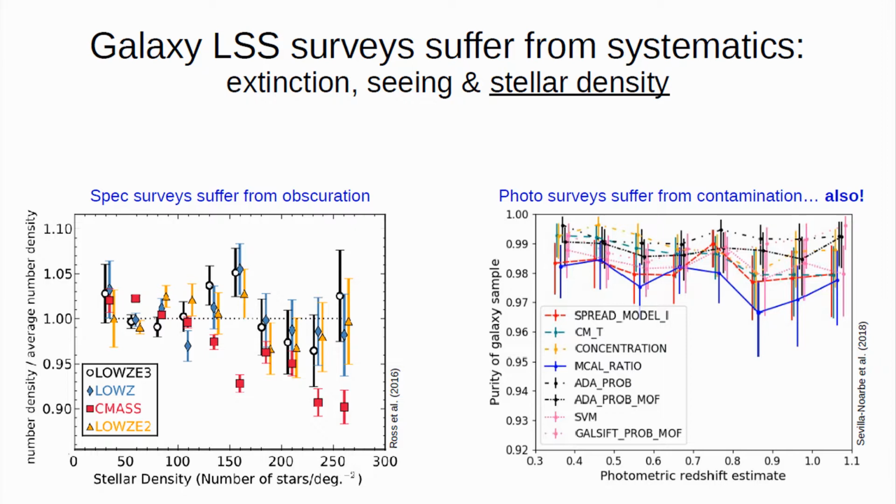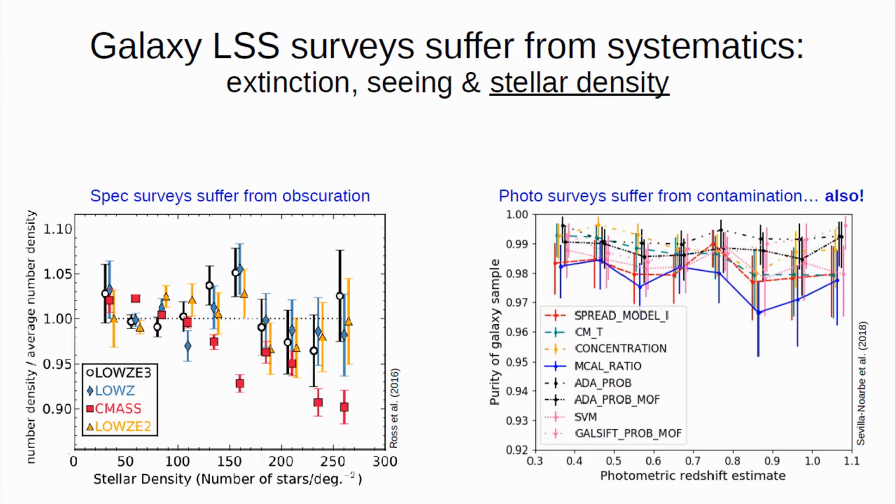But spectroscopic surveys don't have contamination, because since you can observe the spectra of the object, you know for sure that that's a galaxy, right? But that's not the case for photometric surveys. For photometric surveys, you have contamination. And this is a plot for DES. This is star-galaxy classification, and you have the purity of your galaxy sample here as a function of redshift. You can see it does reasonably well, actually quite well, you can get to 1% contamination, but still there is some contamination there, right?